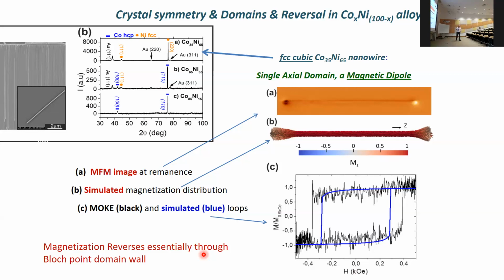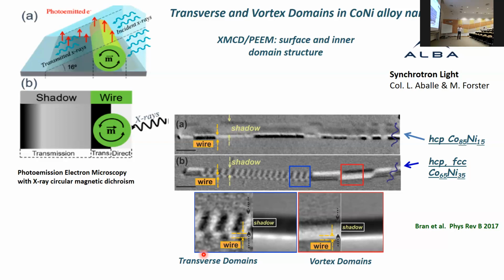But what happens when we increase the content of cobalt? For example, in this case, cobalt 65, nickel 35, or cobalt 85, nickel 15. In this case we observe that we have a hexagonal lattice symmetry for the crystal. So it is completely different, the type of domain structure that we observe.